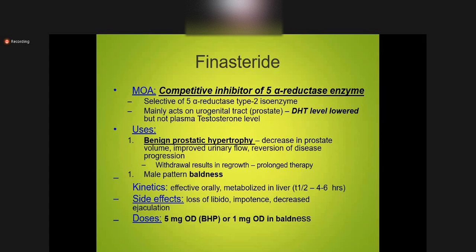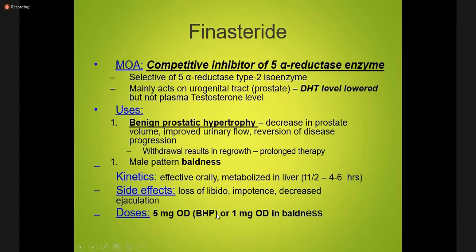libido, impotence, decreased ejaculation. The dose is 5 milligram for benign hyperplasia or BPH. I should write it BPH, not BHP, so that was a mistake. And 1 milligram for baldness. So this could be the clinical use.